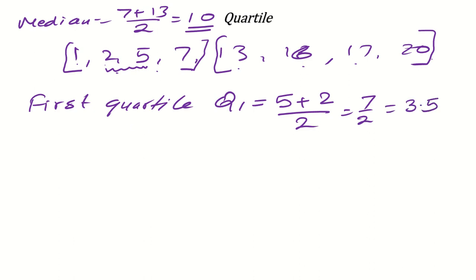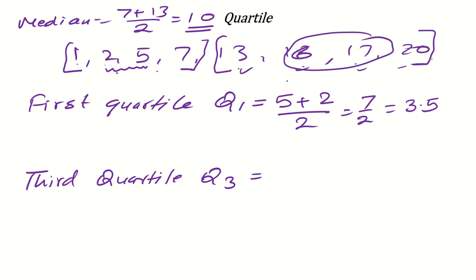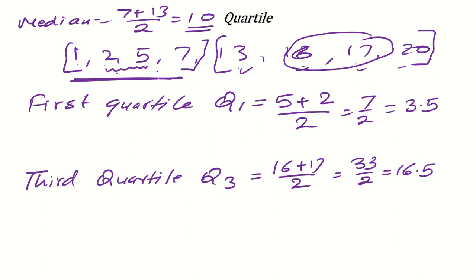This is the first quartile. And the third quartile, Q3, will be equal to, you see again you have four numbers in the second half, 1, 2, 3, 4. So the mean of these two: 16 plus 17 divided by 2 means 33 divided by 2, and 33 divided by 2 is how much? 16.5. Like this you can find the quartile. Q1 is the first quartile from the first half, and Q3 is from the second.